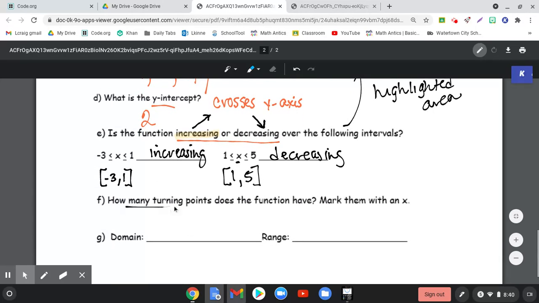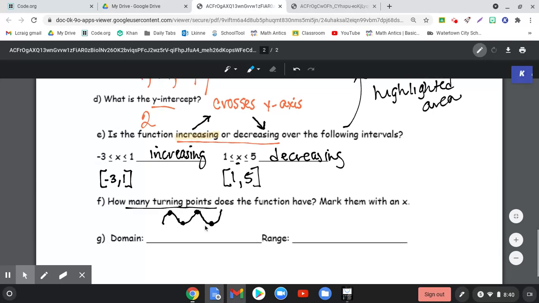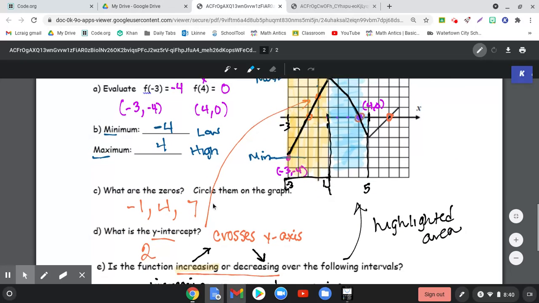All right, how many turning points? Remember, a turning point is where it turns. If it's going up and then turns and goes down, that's a turning point. If it's going down and then turns and goes up, that's a turning point. All right, that's a turning point. That's a turning point. Not an end point.